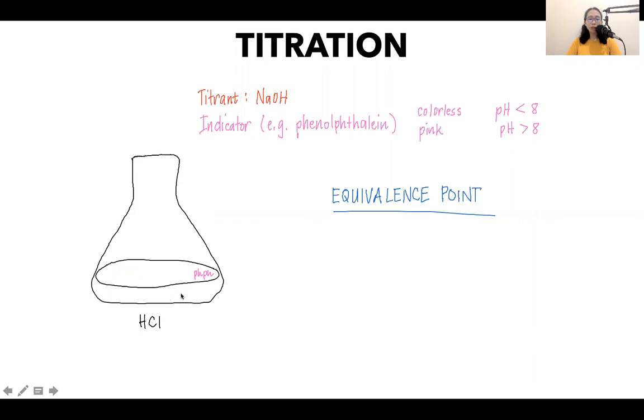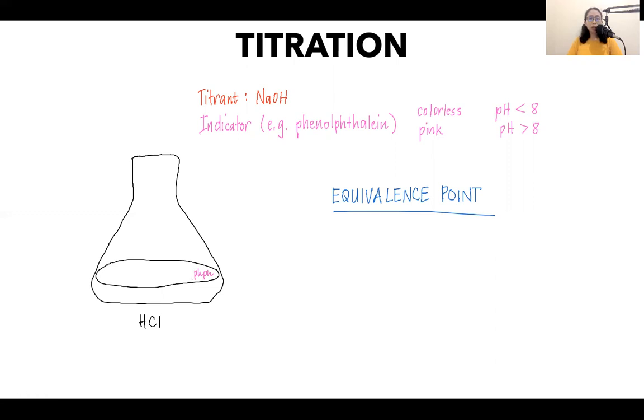Now, at the equivalence point, okay, this is the equivalence point. We no longer have the hydrogen ions. At the same time, we don't have hydroxide ions in excess. This is the equivalence point. But this is still pH less than 8, so your phenolphthalein will still be colorless.